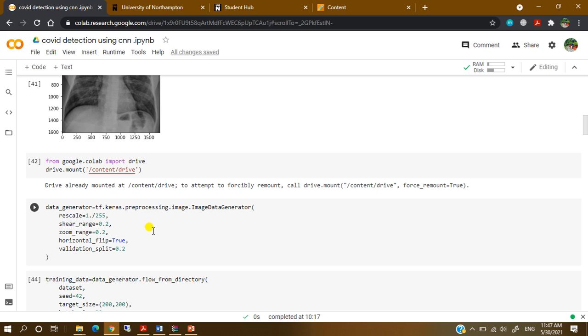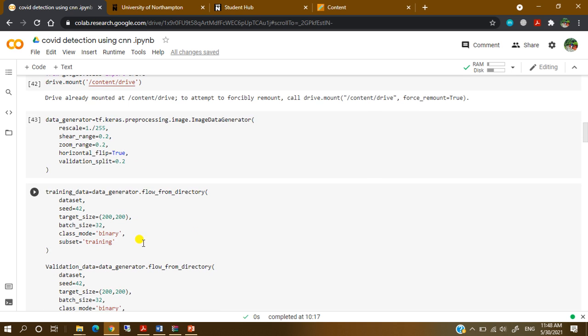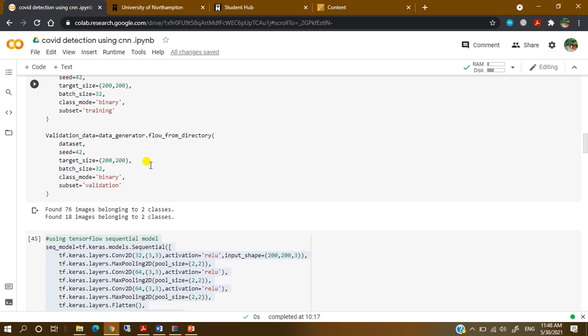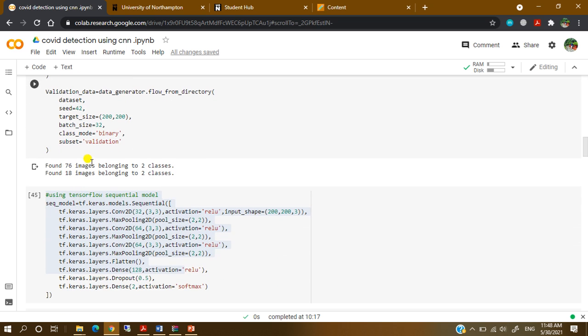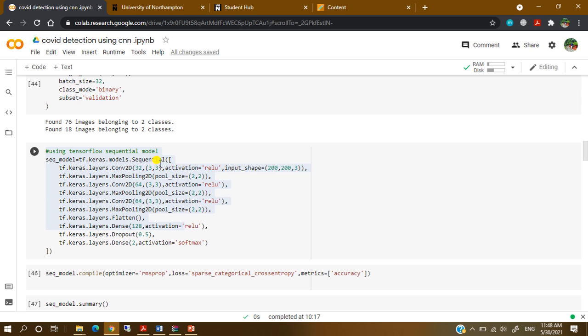Keras is for the data augmentation. Here I select rescale and horizontal flip for validation. Finally, I found 76 images belonging to class 2 for training and 18 images belonging to validation. Then using a TensorFlow sequential model.